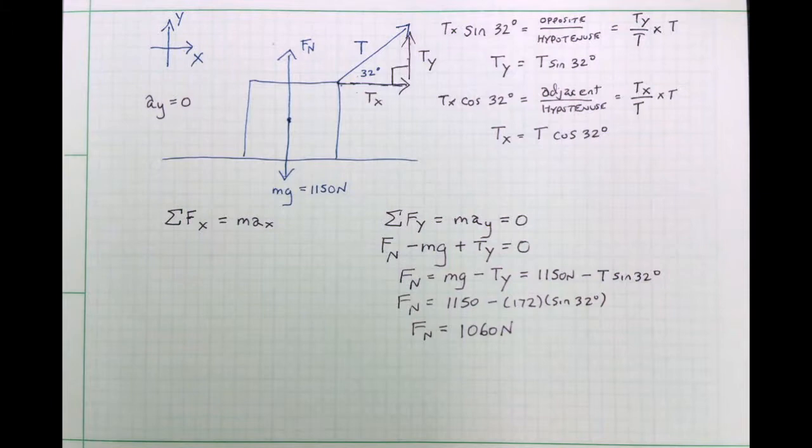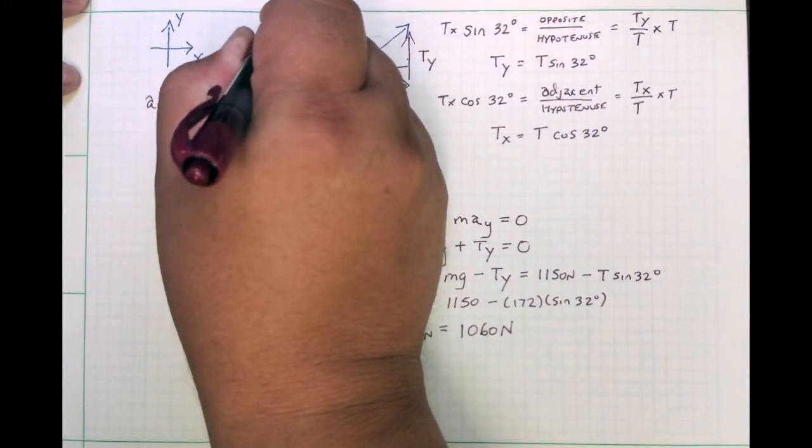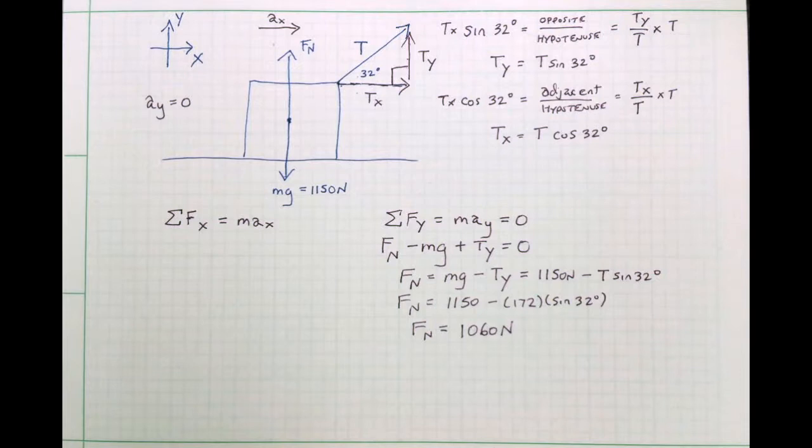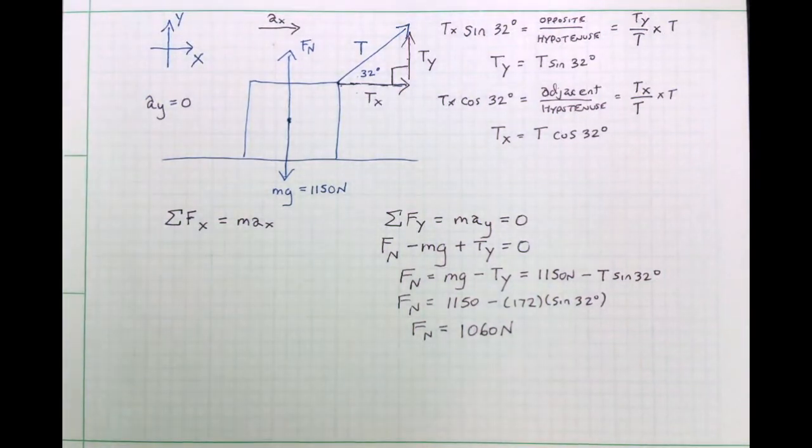We are then asked, what is the acceleration of the crate across the floor? Well, that acceleration is going to be in the x direction. So we're essentially being asked to find the acceleration in the x direction, and we can use Newton's second law in the x direction for that.